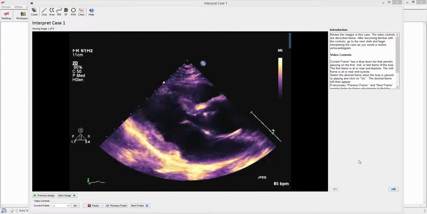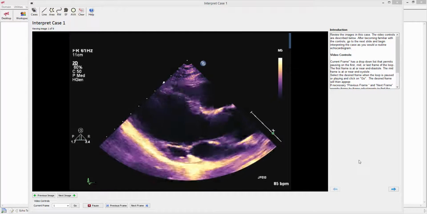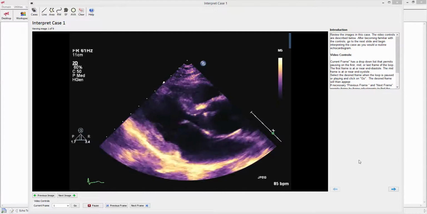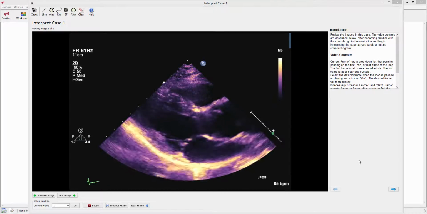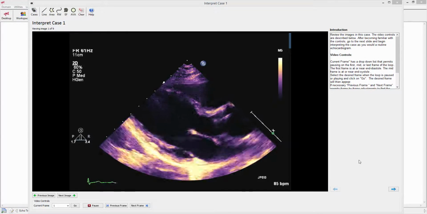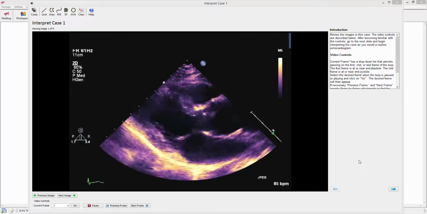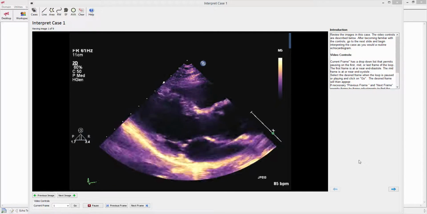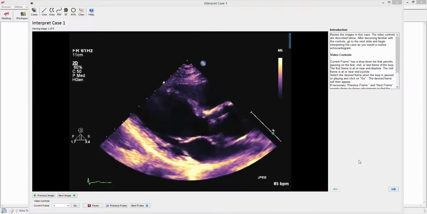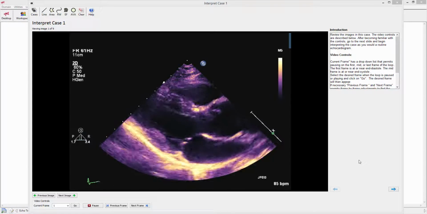In the previous video, we looked at how an individual can make an interpretation of a case and see how that interpretation compared with what the creator said is the correct answer. There were also some teaching points involved after the interpretation was made. I'd now like to turn the attention to looking at the interpretation results of the whole group and also give the individual an opportunity to see how he or she compared with the group and his peers.